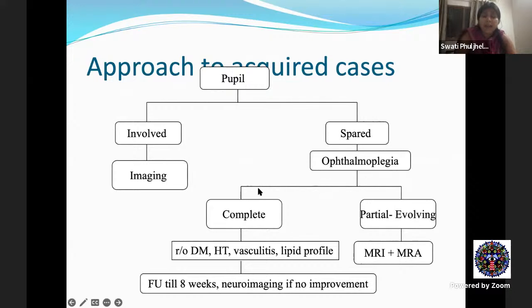If pupil is spared and patient has complete third nerve palsy along with the history of vasculopathic risk factors, then probably these patients may be followed up and look for improvement. If there is no improvement on subsequent monthly follow-up or 2-monthly follow-up, one should definitely revisit the diagnosis and get a neuroimaging done. If pupil is involved in the beginning with or without ophthalmoplegia, of course, imaging is required, particularly in young patients.